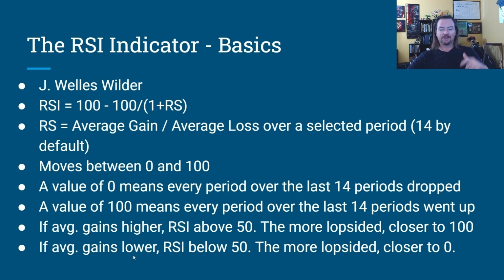So if your average gains are lower than your average losses, then your RSI is going to be below 50. The more lopsided it is, the closer to 0. And same with the average gains: the higher the average gains relative to the losses, you're going to be above 50, and the more lopsided it is, the closer to 100, as we looked at here. 14 periods up, you're going to be right at 100. When average gains and average losses over a period are more equal, you're going to be closer to 50.